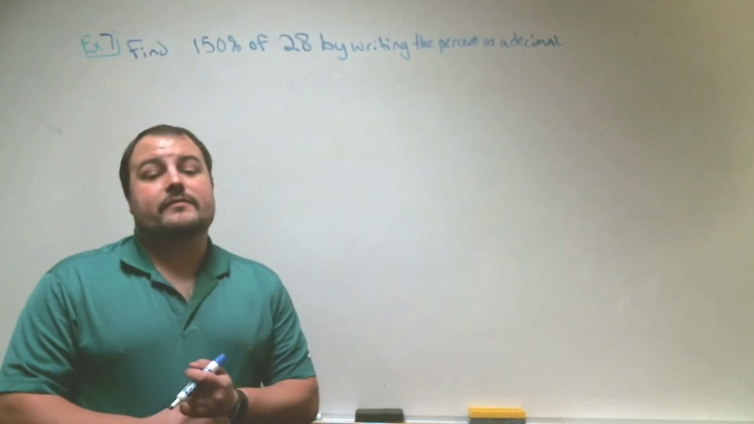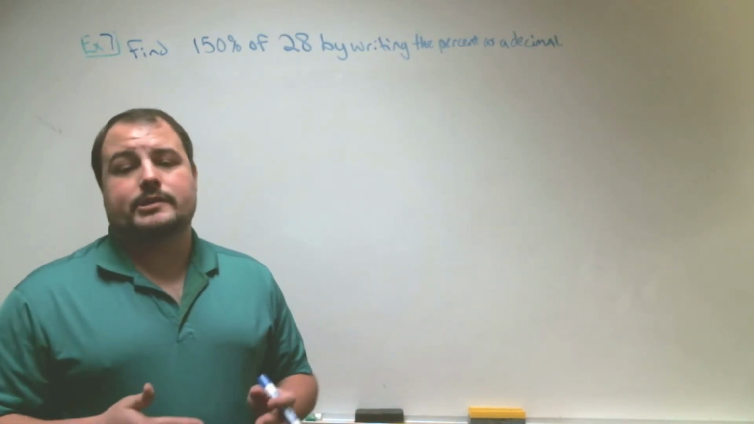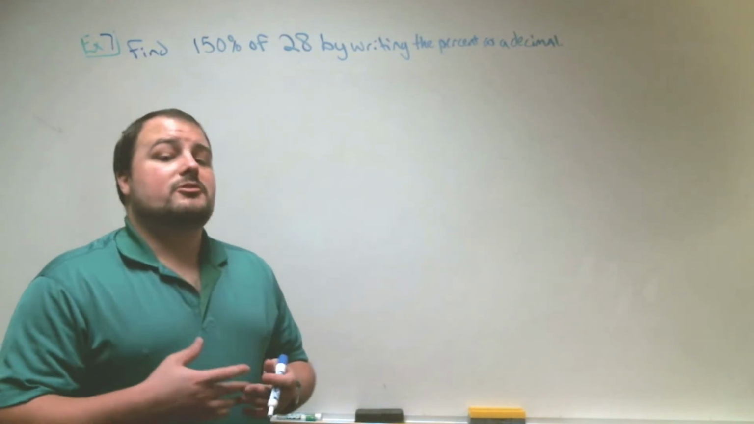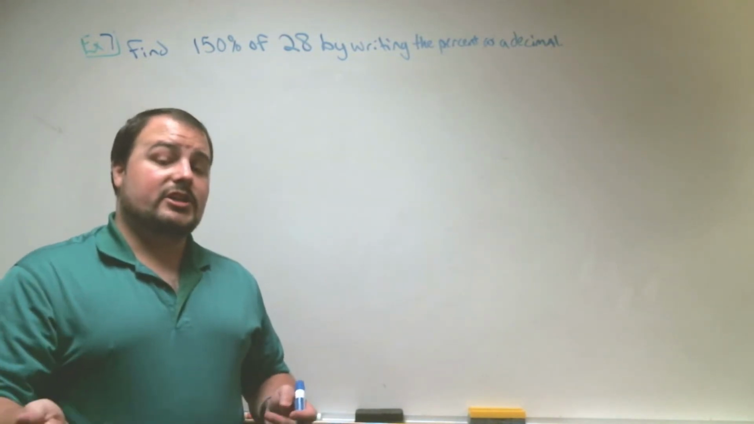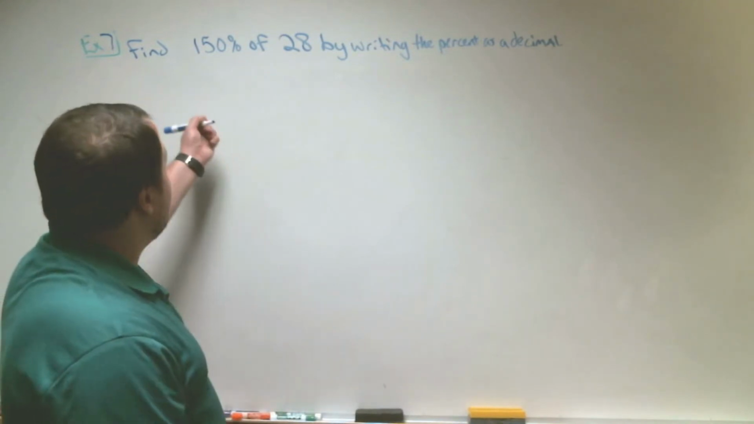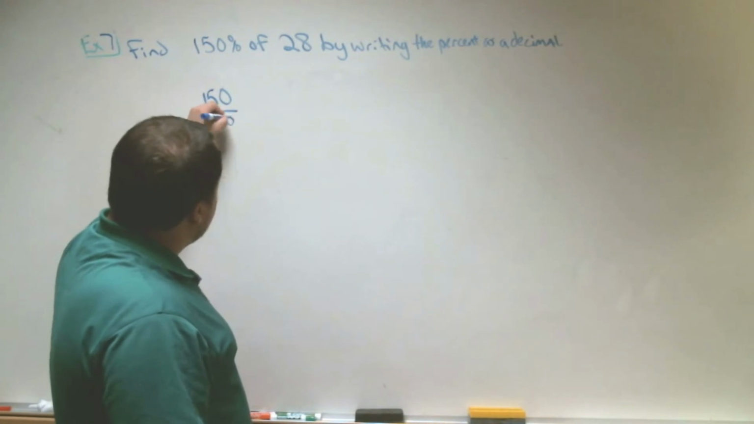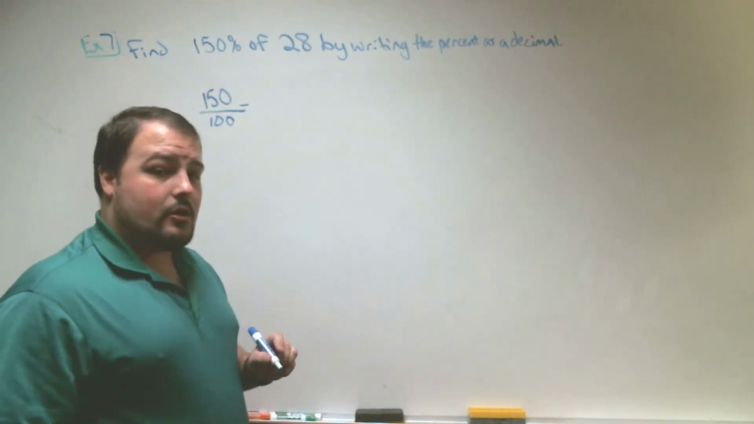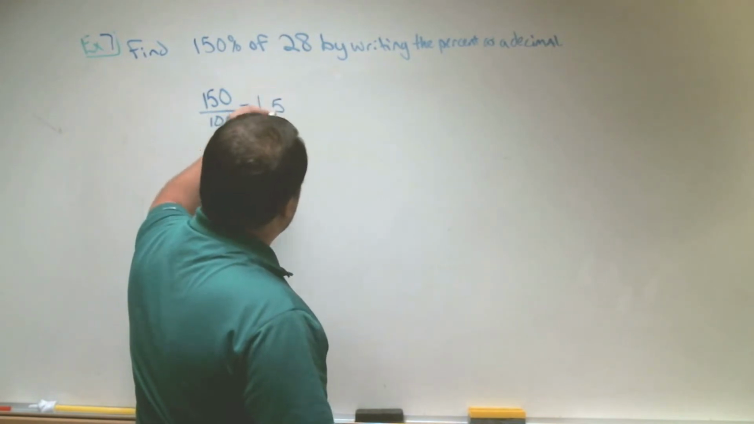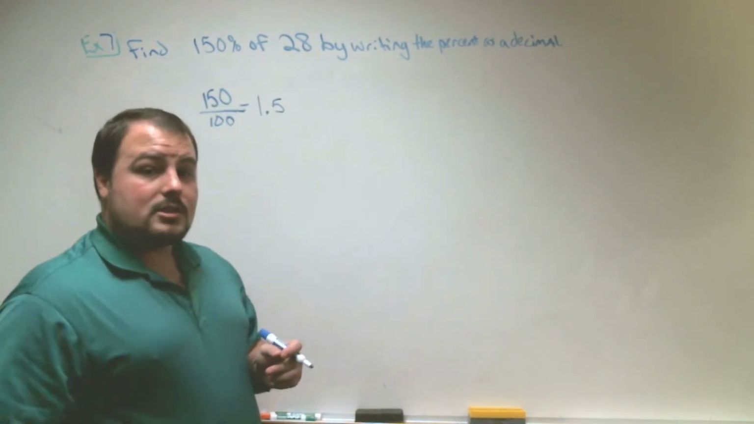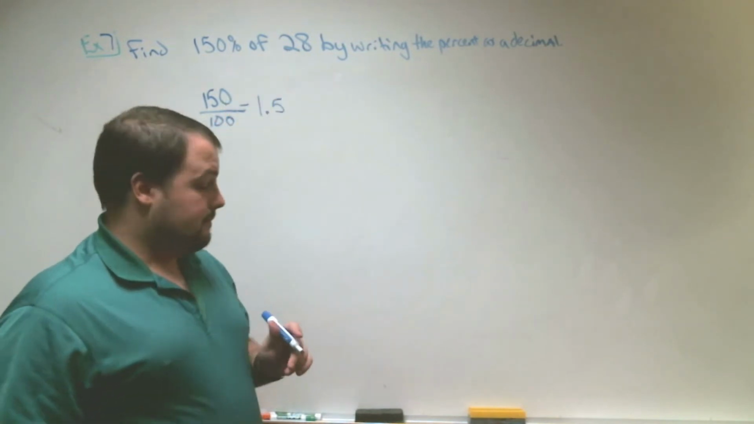In example 7, we're going to be finding 150% of 28 by writing the percent as a decimal. So since we're writing it as a decimal, we're actually going to make it a fraction and change that fraction to a decimal. 150 is 150 divided by 100. And if I type that in the calculator, 150 divided by 100, I will get the decimal of 1.5. So I'm going to take 1.5 of 28.